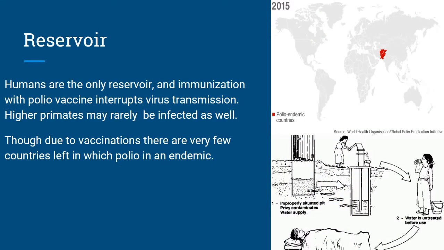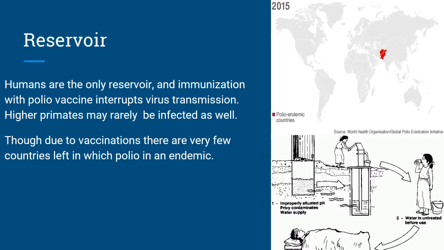The reservoir for the poliovirus are humans, and we are the only known reservoir for the poliovirus, making vaccines highly effective in interrupting virus transmission and stopping it as an endemic. In very rare cases, higher primates may also be infected.